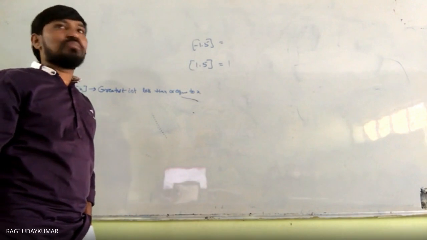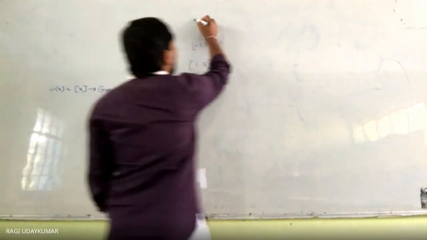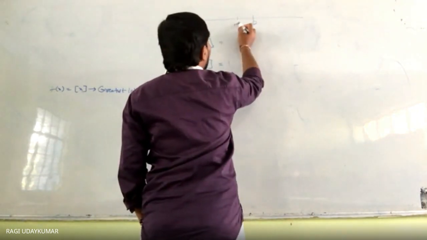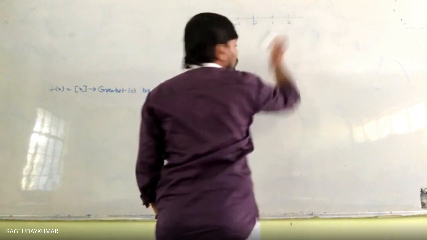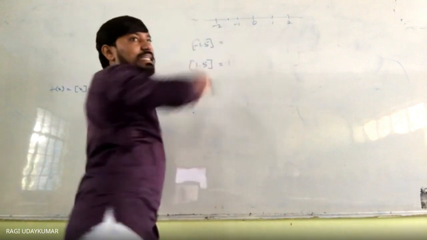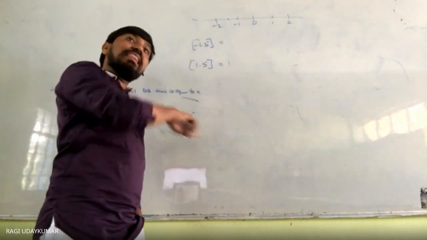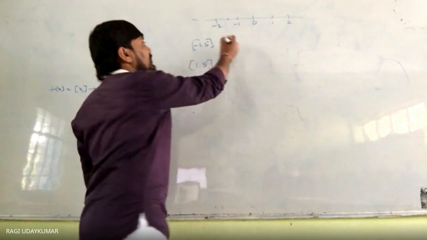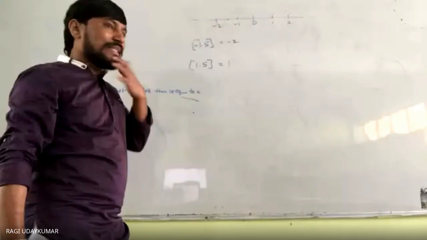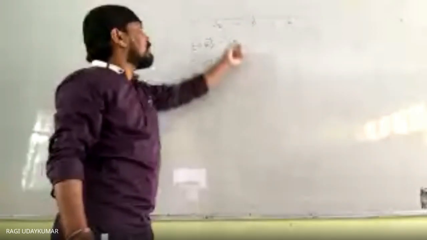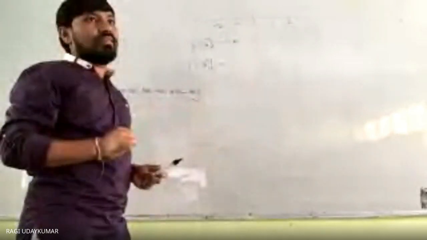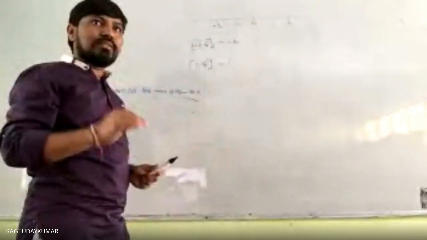Minus 2, not minus 1. Because whenever you take the greatest integer function, you consider a number line: 0, here minus 1, here minus 2, here 1, here 2. Suppose the number is minus 1.5, which is here. What are the integers less than this? Minus 2, minus 3. Among all those, the greatest one is minus 2. So this answer is minus 2. Observe that the range of this function is always integers.